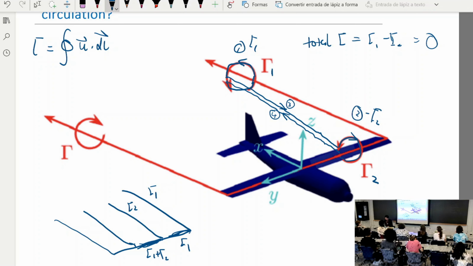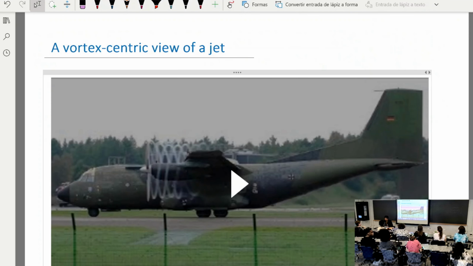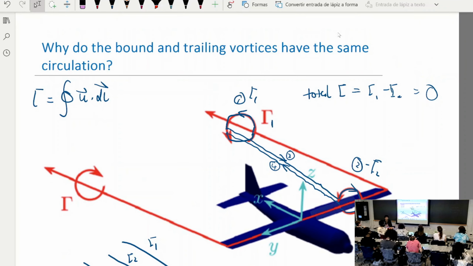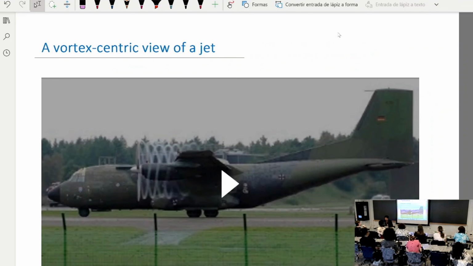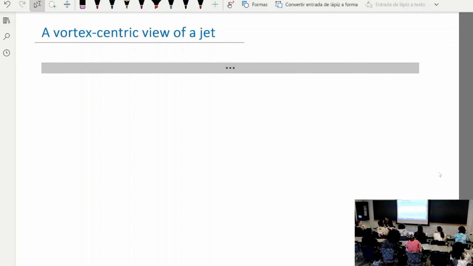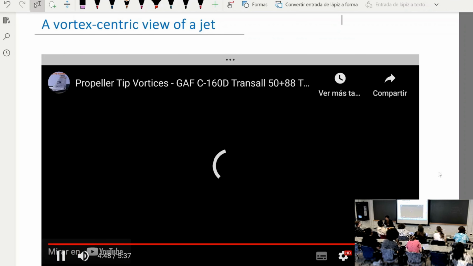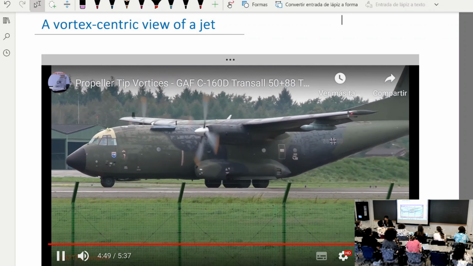Okay, so now let's actually expand the vortex view a little bit. We have used the vortices to describe the downwash, the flow behind an airplane and also around the airplane. So let's see what other stuff we can describe using vortices. So here's a vortex-centric view of a jet. Let's take a look at when a propeller creates a jet that shoots air backward, right? This is a case where we can actually see the vortices.